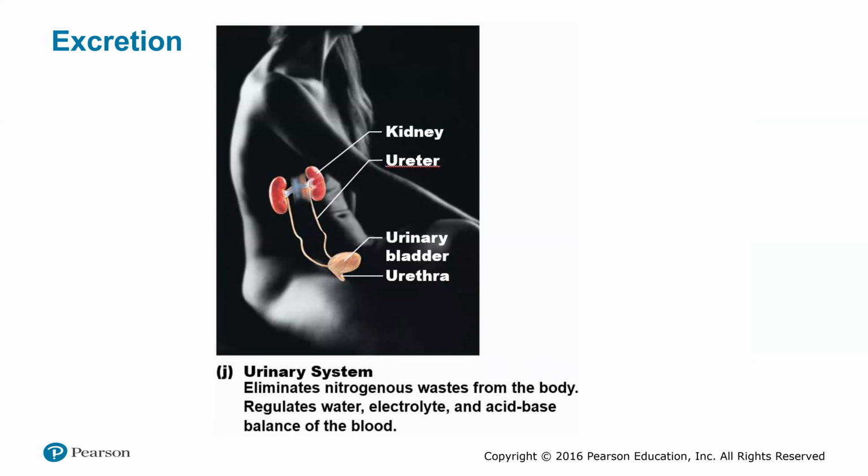Urinary system eliminates nitrogenous waste from the body, regulates water, electrolyte, and acid-base balance of the body. Organs include kidney, ureters, urinary bladder, and urethra.